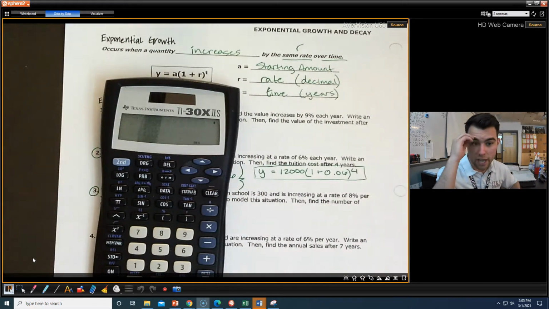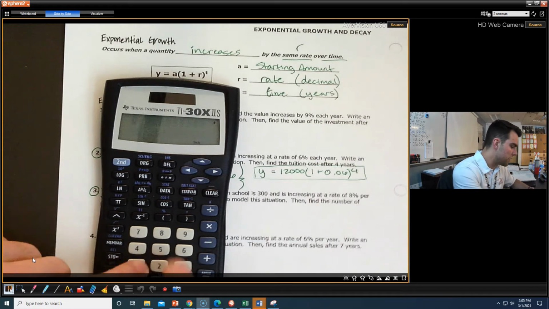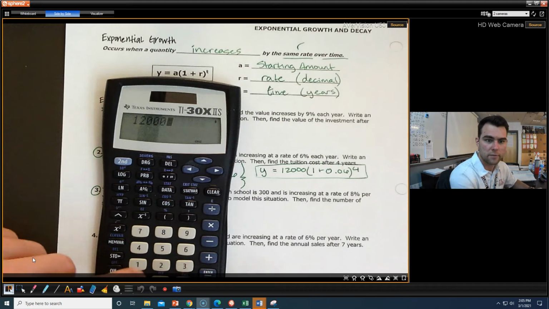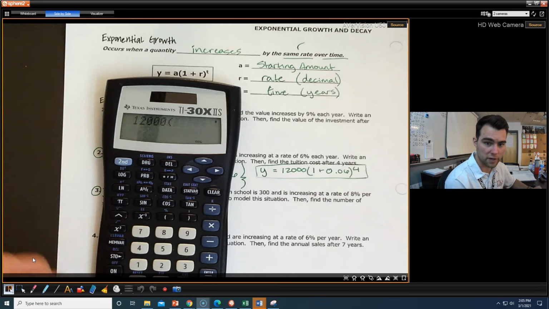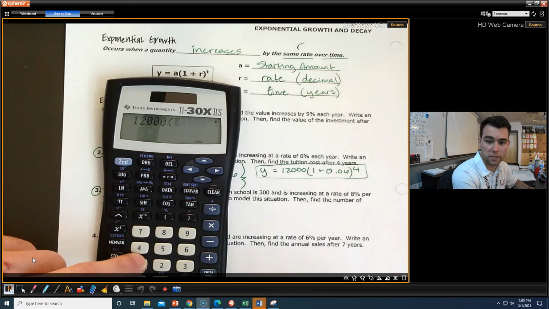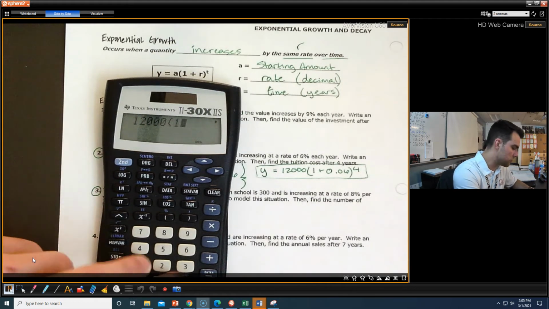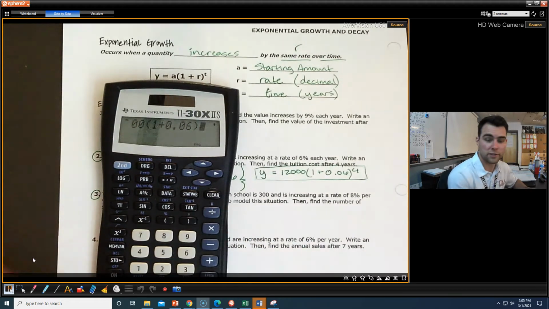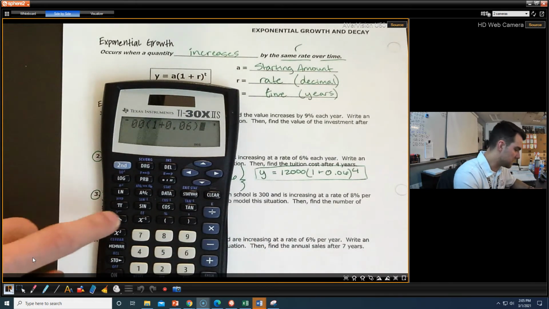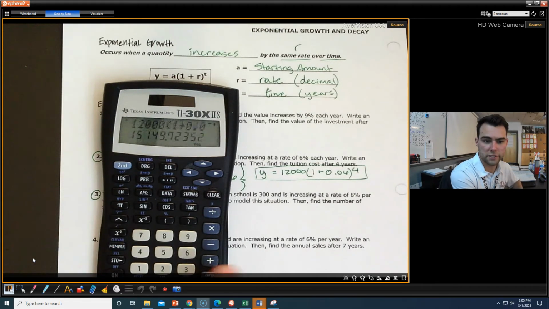Now, when you set this up, you want to set it up pretty specifically and use PEMDAS, right? I can type in the whole thing, and that's fine, but you need to be careful how you type it in. So I'm going to type in my 12,000, put my parentheses, my 1 plus 0.06, close that parentheses off, and then raise it to the 4th power just like this. And we end up getting a number like that.